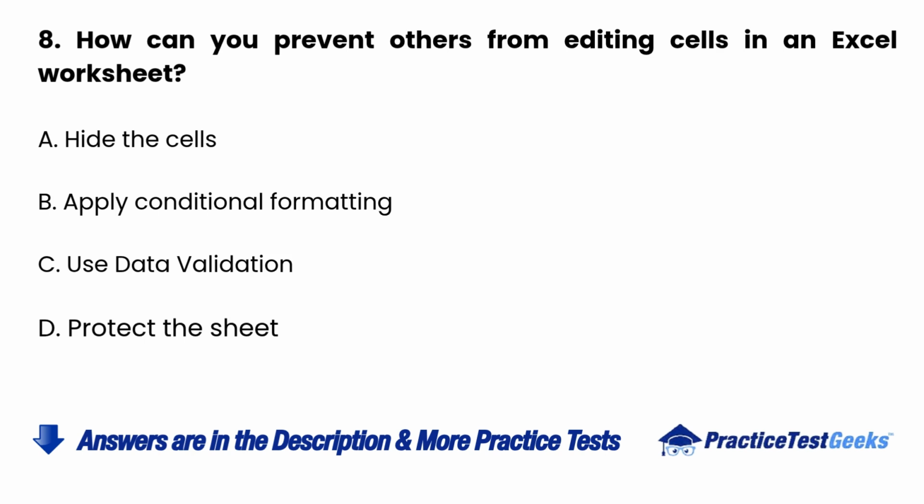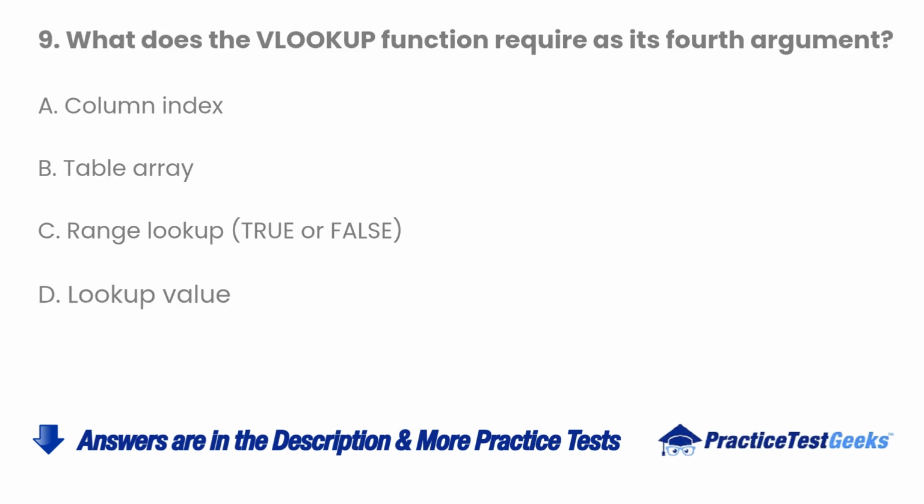Apply conditional formatting. C. Use data validation. D. Protect the sheet. 9. What does the VLOOKUP function require as its fourth argument? A. Column index. B. Table array. C. Range lookup true or false.